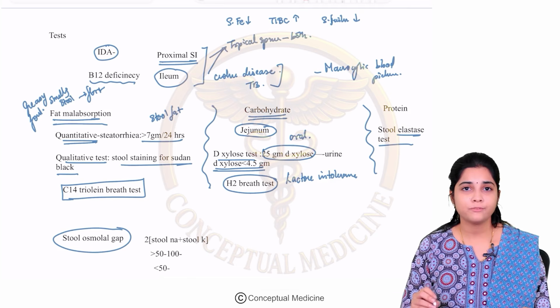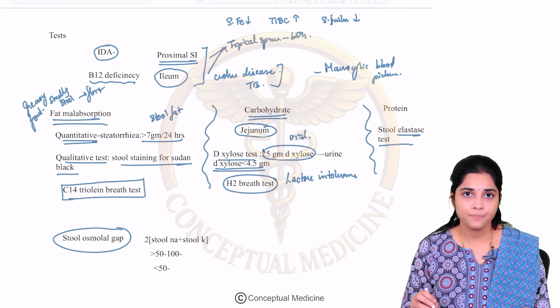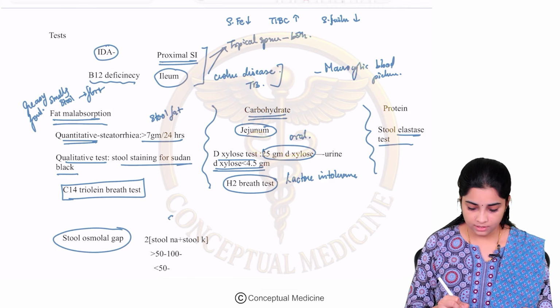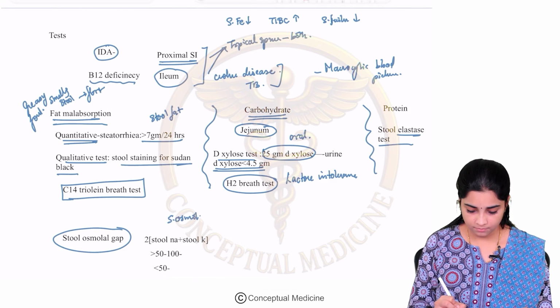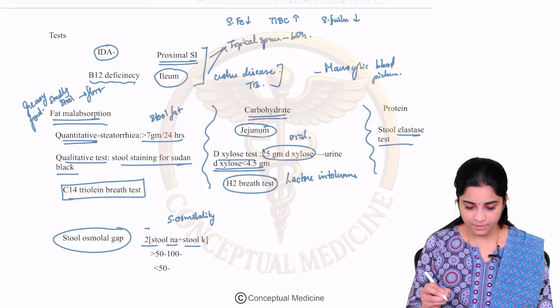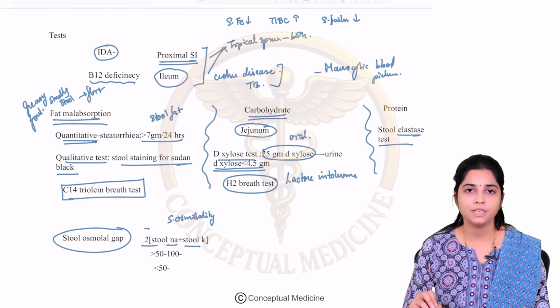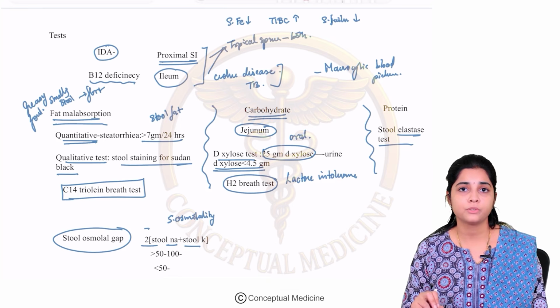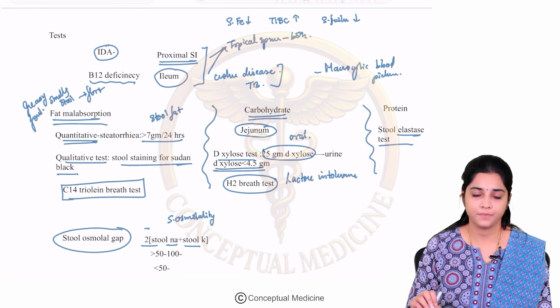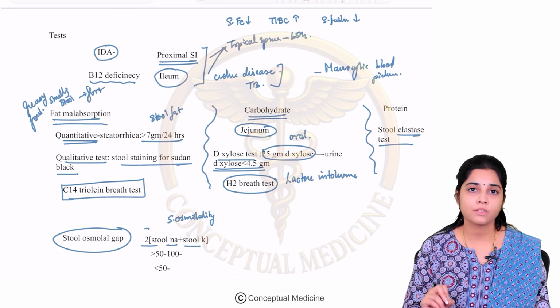Okay, fine. The next important test that we should know is your stool osmolar gap. What is the formula for your stool osmolar gap? It is given as the serum osmolality minus 2 into stool sodium plus stool potassium. Now, what is the use of the stool osmolar gap?